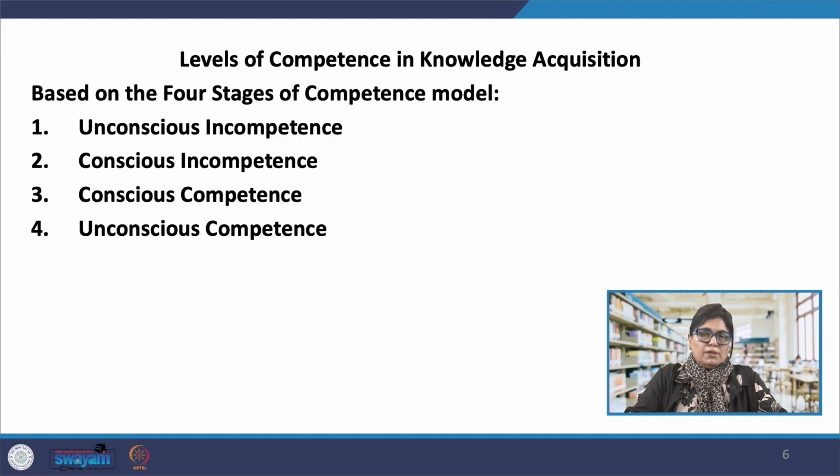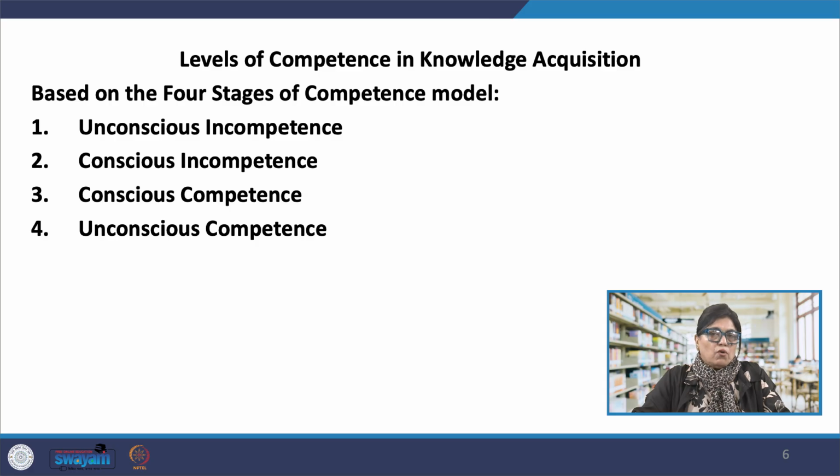When we talk of levels of competence in knowledge acquisition, based on the four stages of competence model, a person developing this skill might progress through unconscious incompetence, unaware that other ways of knowing or perspectives exist. Second is conscious incompetence, aware of a gap in knowledge, of the existence of other frameworks, but unable to navigate them.